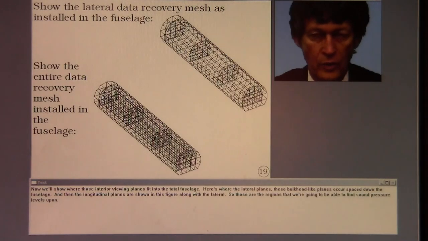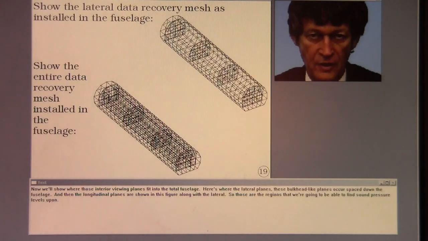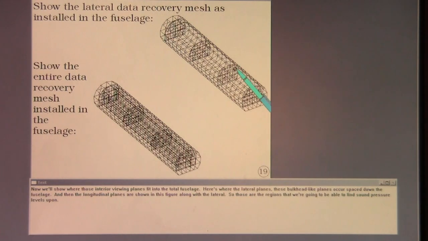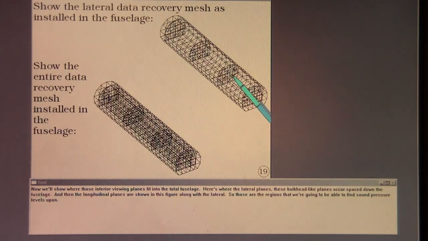Now we'll show where those interior viewing planes fit into the total fuselage. Here's where the lateral planes, these bulkhead-like planes, occur spaced down the fuselage. And then the longitudinal planes are shown in this figure along with the lateral. So those are the regions that we're going to be able to find sound pressure levels upon.